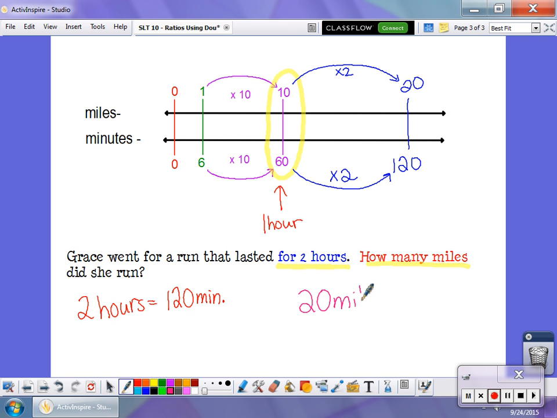And that should make sense because if this is 1 hour, if we just double it, that'll give me 2 hours. So again, if she can run 10 miles in 1 hour, she'll run 20 miles in 2 hours.